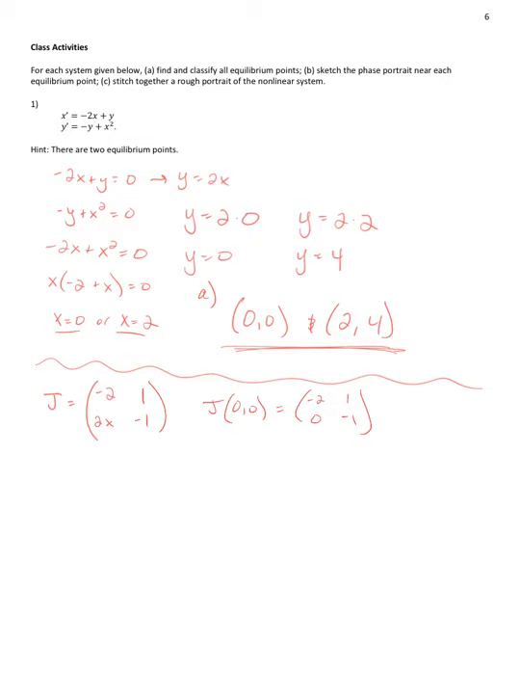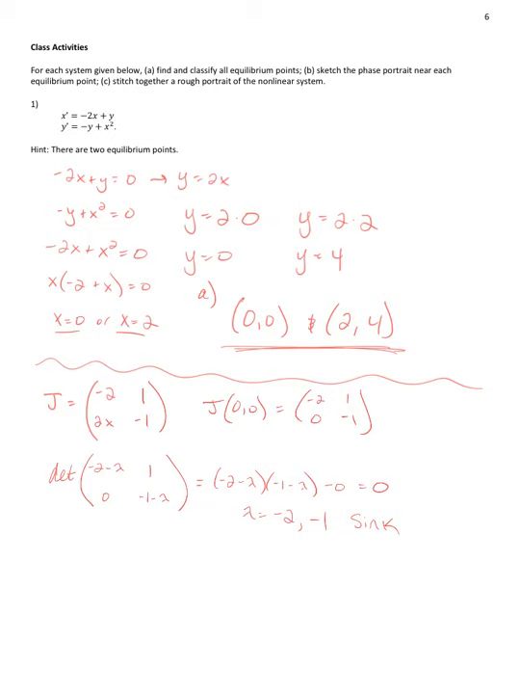Okay, so my eigenvalues I find by taking the determinant of A minus lambda I. So I'm going to have -2 minus lambda, 1, 0, and -1 minus lambda. That is (-2 minus lambda) times (-1 minus lambda) minus 0 equals 0. So I have 2 eigenvalues. Lambda equals -2 and -1. So this is a sink. It's going to have 2 straight line solutions, and it's a sink.